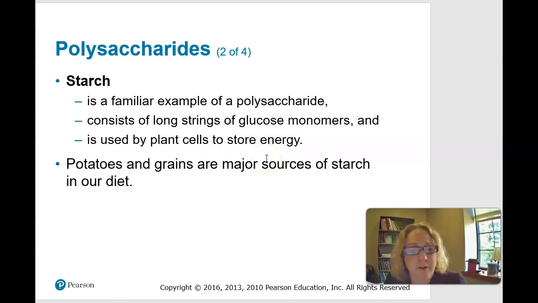So starch is a familiar example of polysaccharides. It consists of a long string of glucose molecules and is used by plant cells to store energy. Potatoes and grains of rice, corn, these things have lots of starch in them. And they're a major source of starch in our diet, especially potatoes. So plants actually make that to store energy. It stores energy in the tuber and then it can use that later.